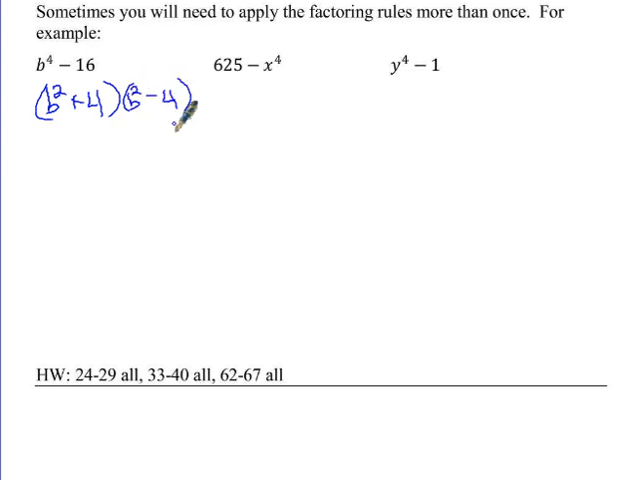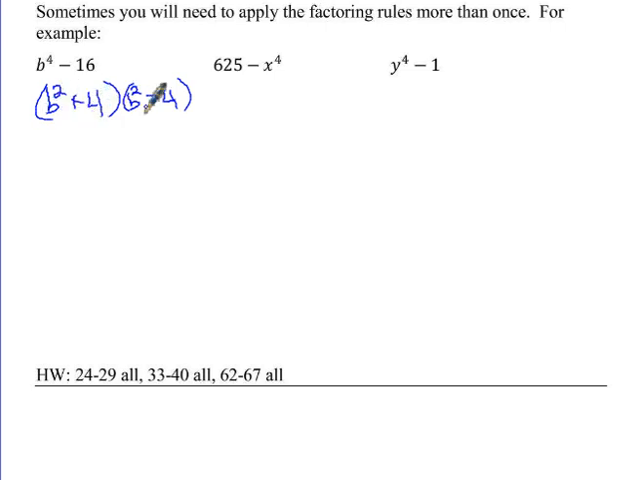Okay, now, the question is, does this thing right here factor? This is a perfect square, right? b squared is a perfect square. 4 is a perfect square. Are we subtracting these 2? No, we're not. This is a plus sign here. So we don't know how to factor that. In fact, we can't factor this. So this stays the same.